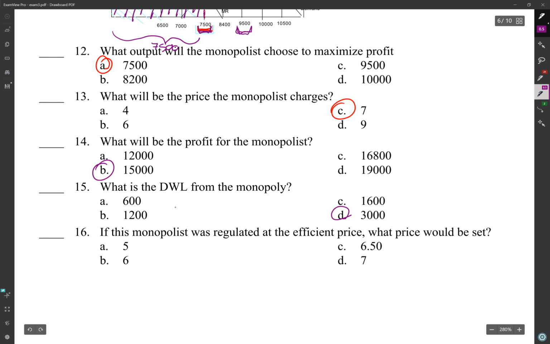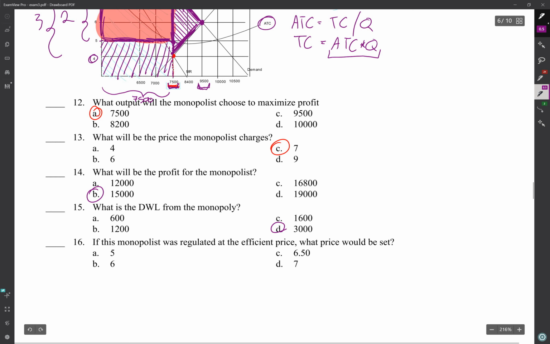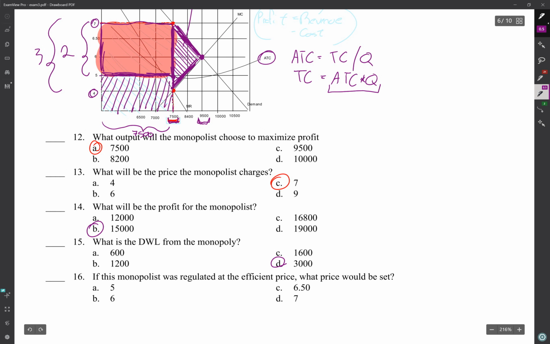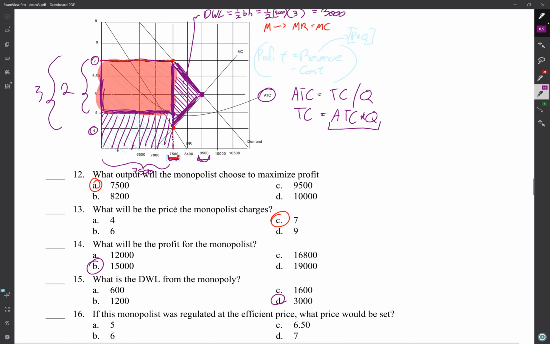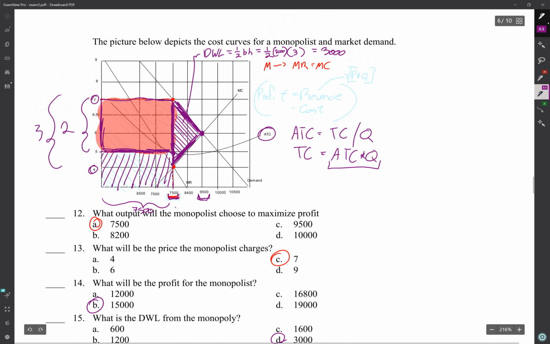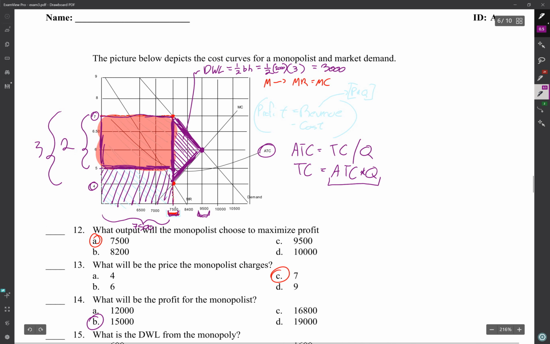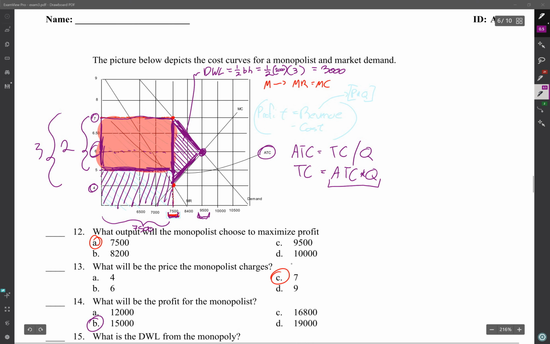And for our sake, I'm not going to spend too much time on number 16, but it should be pretty quick based off of the conversation we just had. If the monopolist was regulated at the efficient price, what would the price be set? Well, we said that it was just where marginal cost equals demand, right? So that's our old idea of equilibrium. And so we just go over to the y-axis and we see 6. So that's really all there is to that.